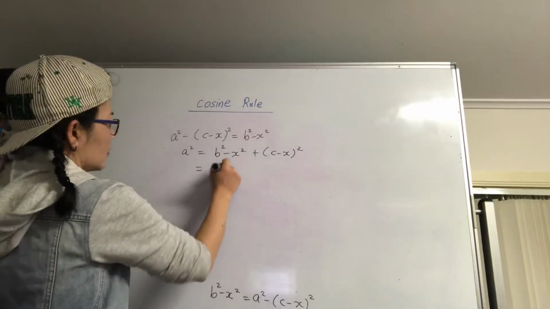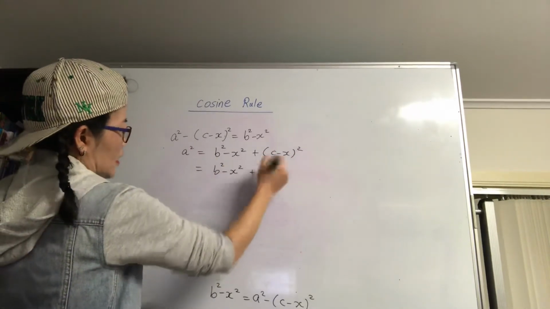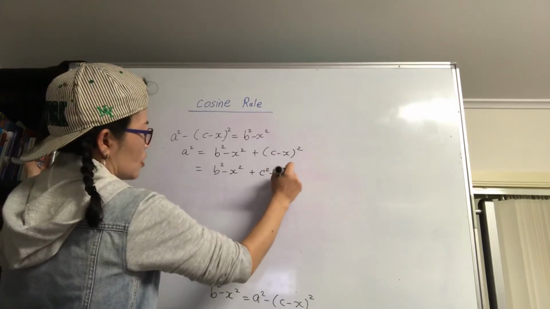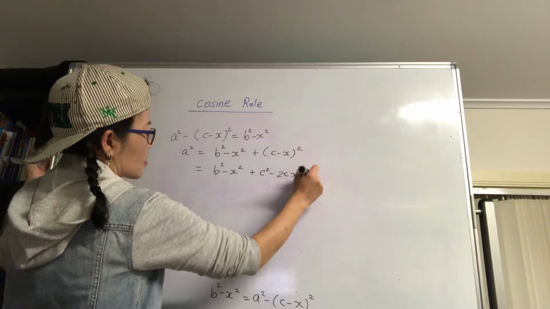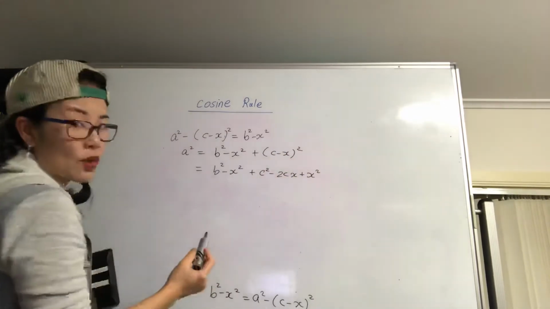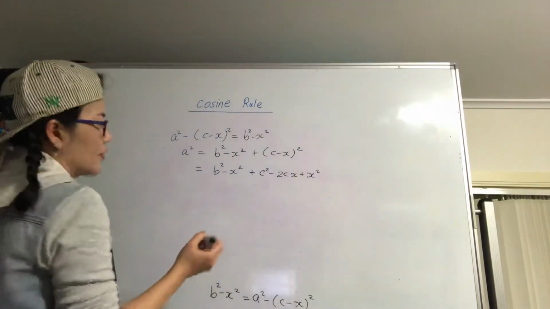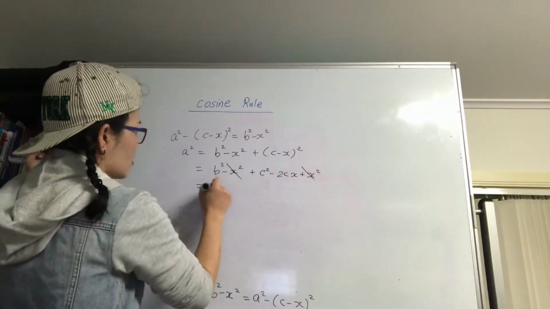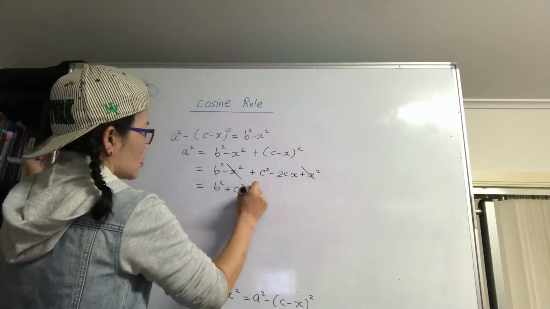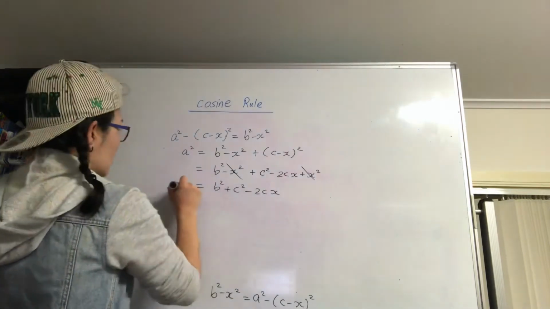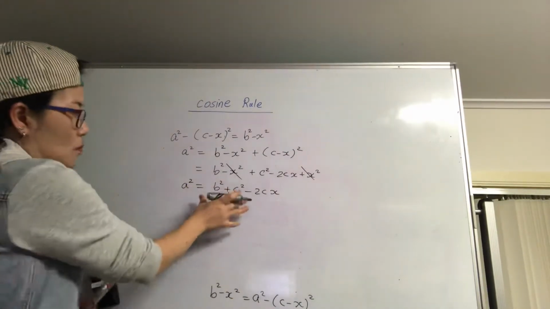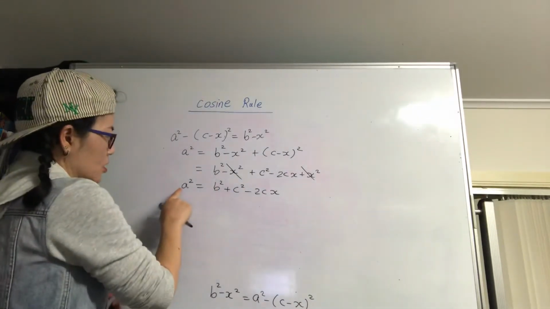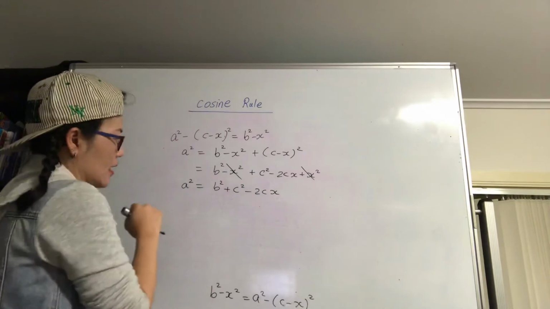Now I'm going to expand this one. It's a perfect square. C squared minus 2cx plus x squared. If you don't know what I've done, go back and have a look at the perfect square. So I can cancel this, and I've got 2cx. Okay, so that's my formula in terms of x.